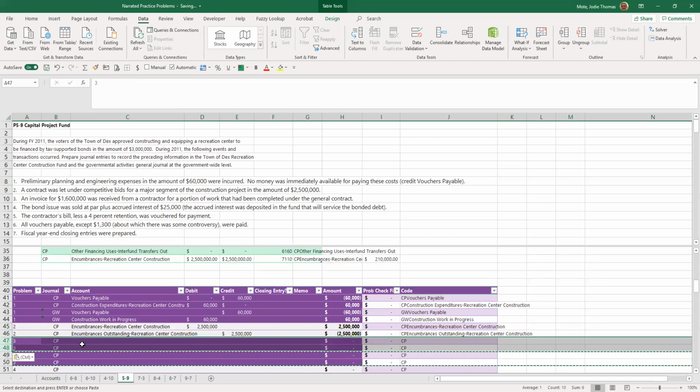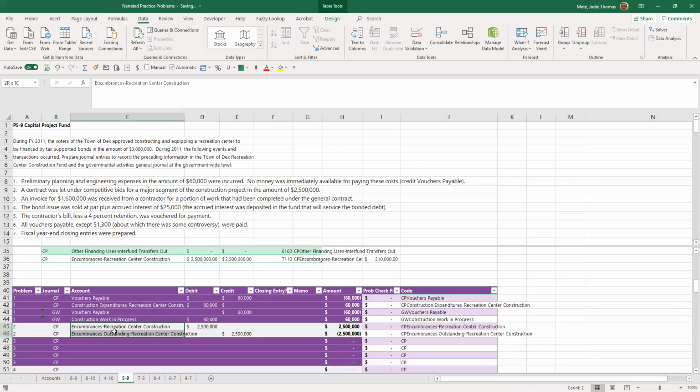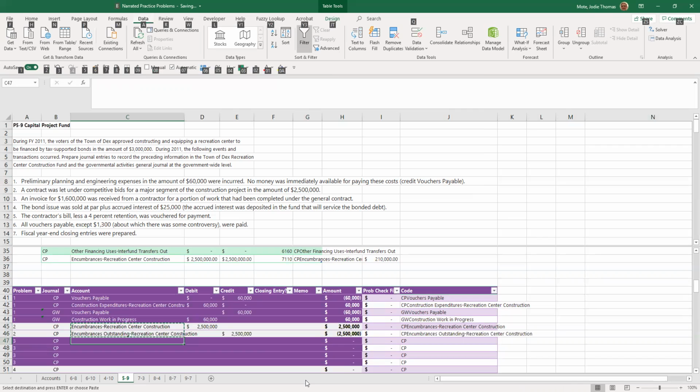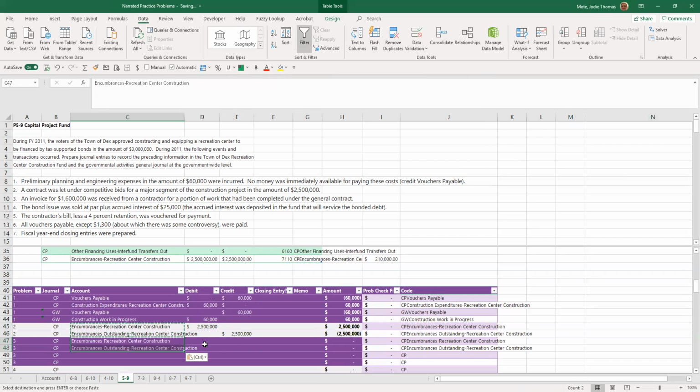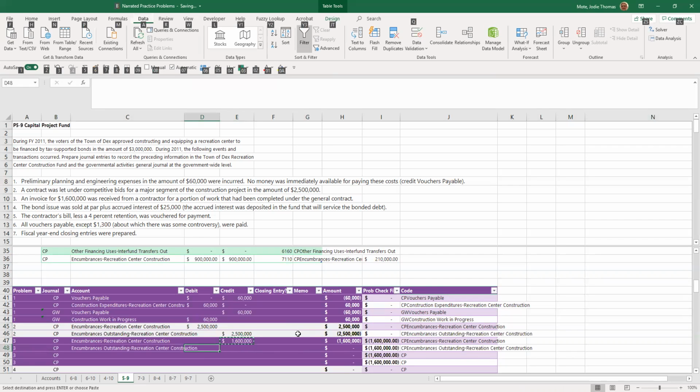We're going to go in here, and we're going to reverse some of this encumbrance that we already recorded. Because we signed the contract, now we spent $1.6 million out of it. So let's come down here and take $1.6 million out of the encumbrances account, and put it back into the reserve for encumbrances, or debit it, okay? So we're going to reduce that kind of placeholder for both of those accounts, all right?